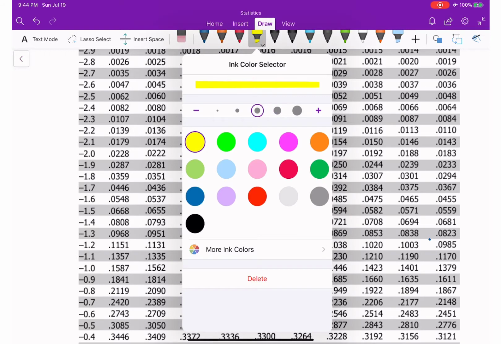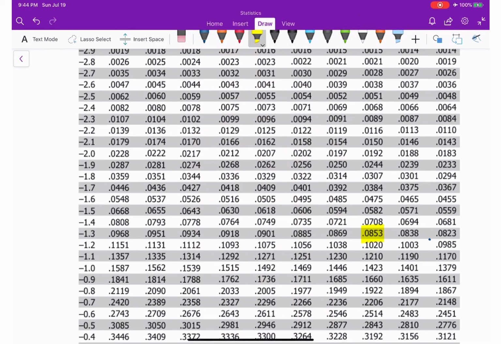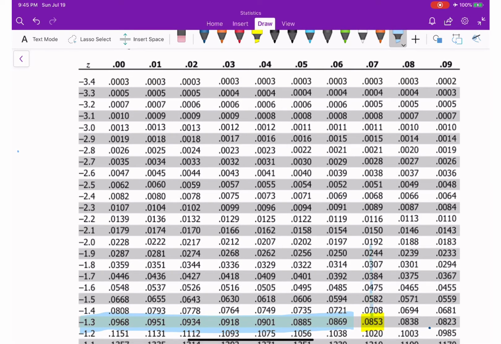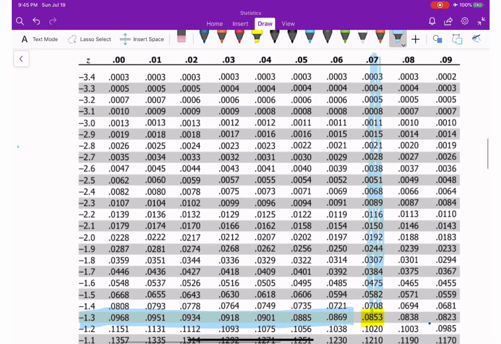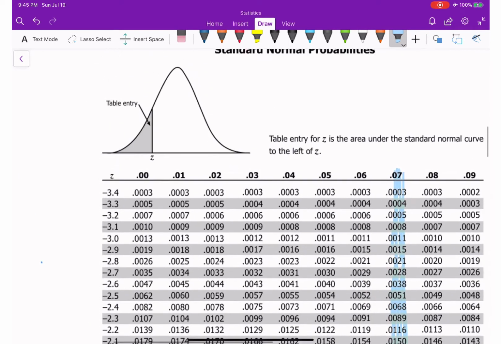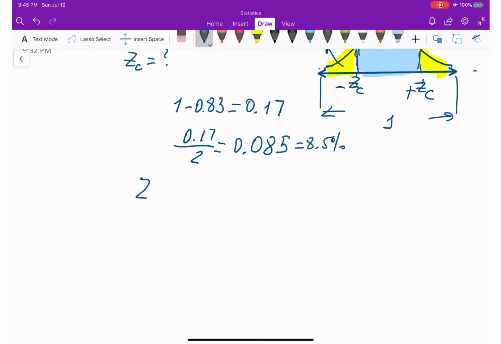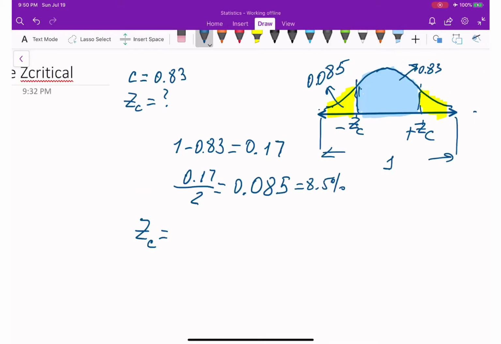Let me make it smaller so I can shade it. Here it is, 0.085, which means if I come here, negative 1.3, and if I come here, it's going to be 0.07, so negative 1.37. Okay, so the z-score for z critical is going to be the positive value, because we are using the positive value.